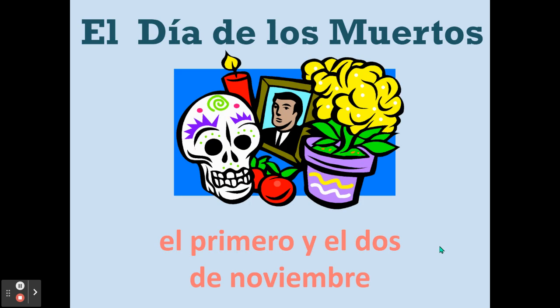El Día de los Muertos. That is Day of the Dead. And we saw a movie, Coco, about this. And they celebrate it over 2 days. El primero y el 2 de noviembre. So it's after Halloween. And they really celebrate their family members that have passed away. It's a happy holiday for them. El primero y el 2 de noviembre, el Día de los Muertos.